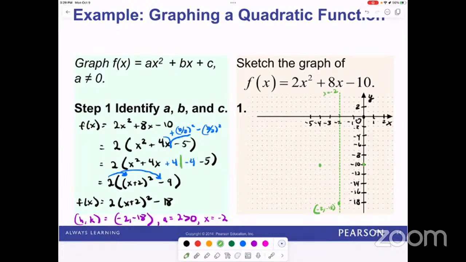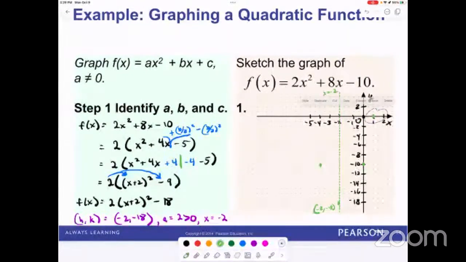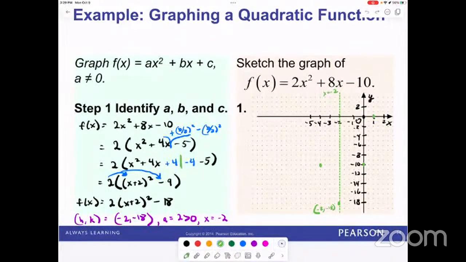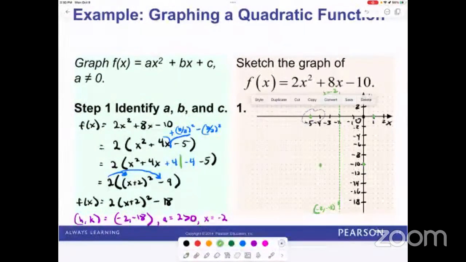Let's calculate when x is 1. So when x is 1, the corresponding y is 0. So when we went 3 to the right, we were at 0. That means when we go 3 to the left, we should be at 0. Right here. Okay. Let me add one more tick mark.